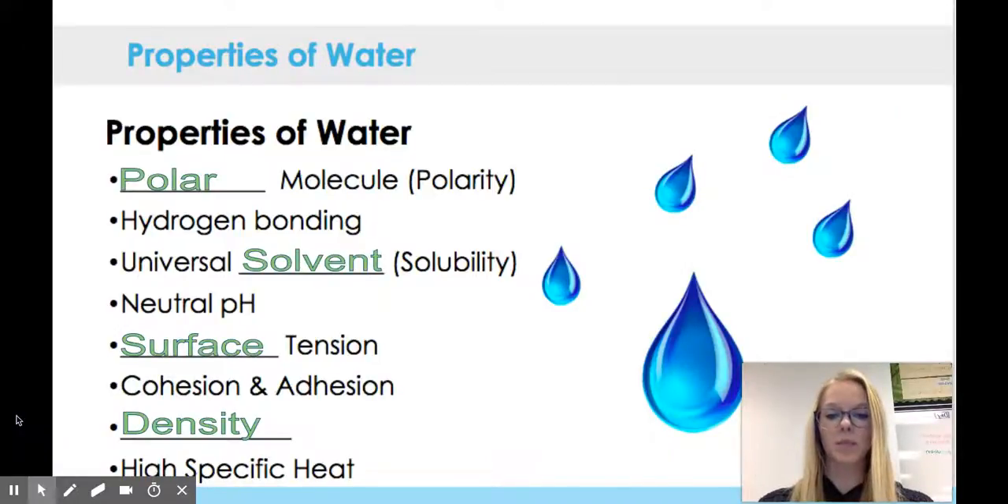There are 4 major properties of water, but some individuals separate the properties into subcategories. You will learn about the following properties of water and how they are important for life on Earth. There's polarity, hydrogen bonding, solubility, which is also known as universal solvent. A solvent is something that dissolves other particles, so water can dissolve other particles. We'll talk about water's neutral pH, its surface tension, cohesion and adhesion, water's density, and its high specific heat.